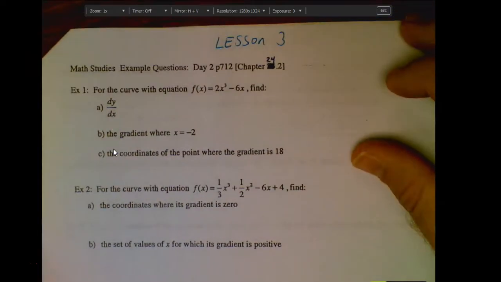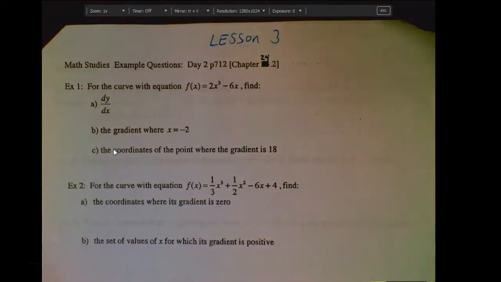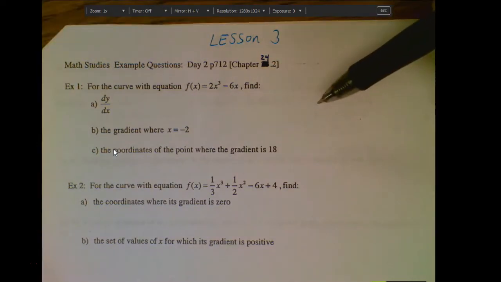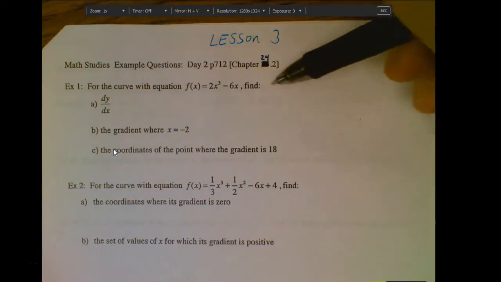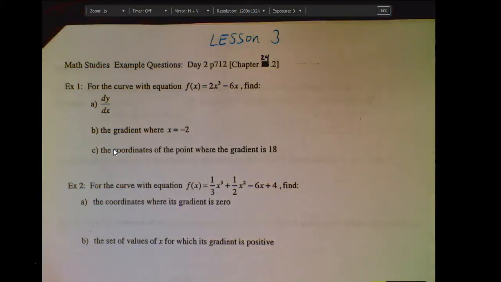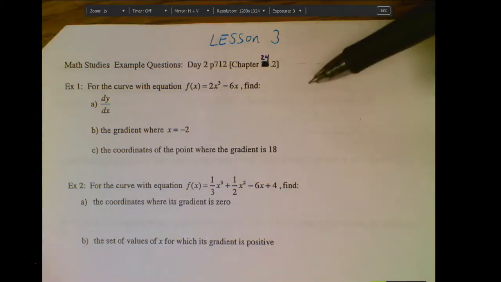For lesson 3 of chapter 24, we are still in section 2 of chapter 24. This is sort of day 2 of yesterday's notes. So still working with some similar concepts. On the first one, this is really more of review than anything else, but it's always good practice.